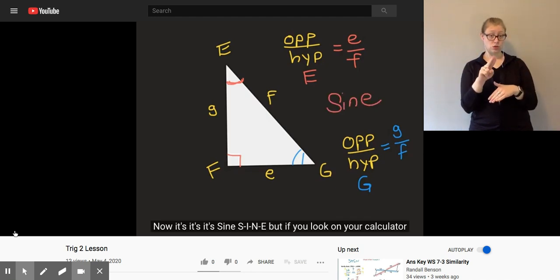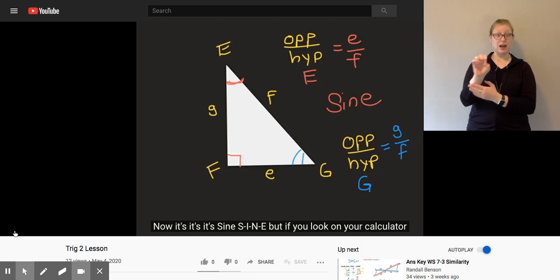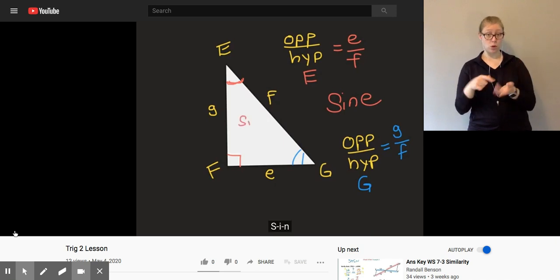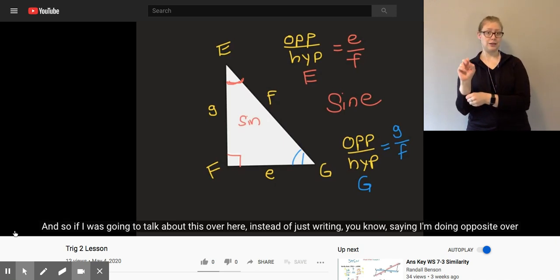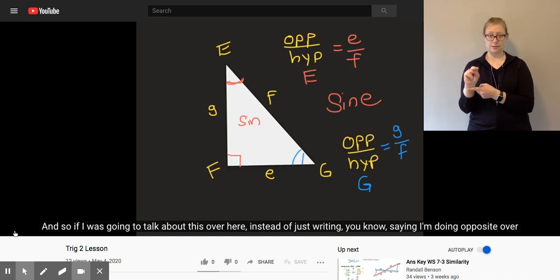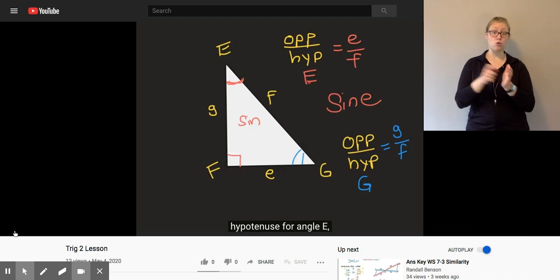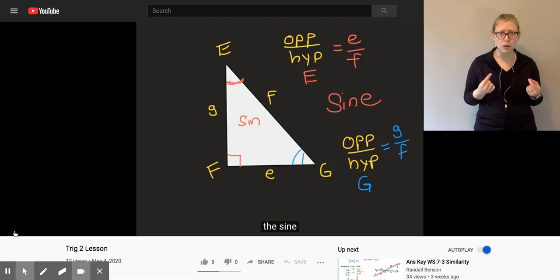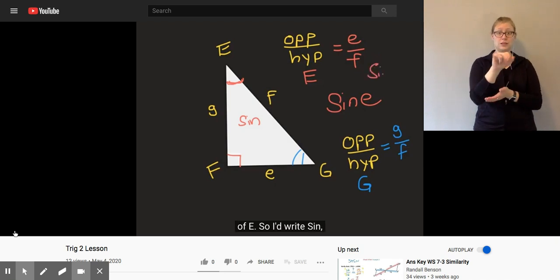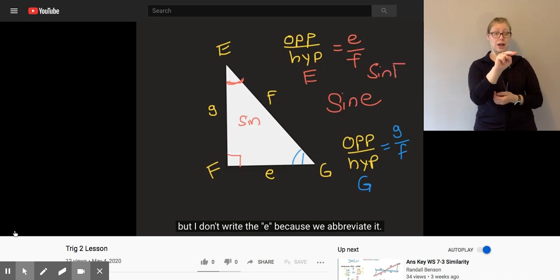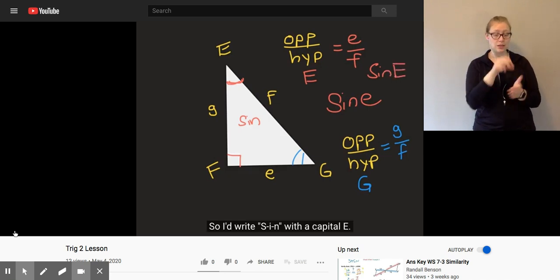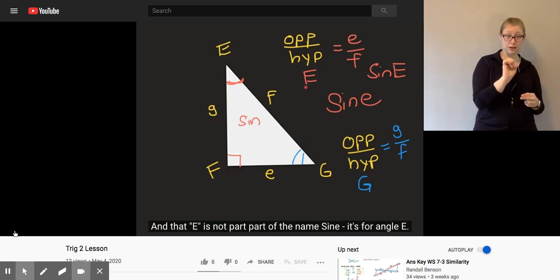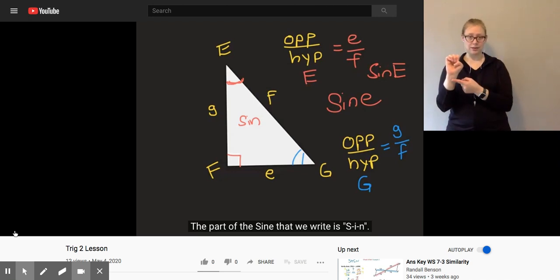Now it's sine, S-I-N-E, but if you look on your calculator and when we write it, it's S-I-N. And so if I was going to talk about this over here, instead of just saying I'm doing opposite over hypotenuse for angle E, what I would write as shorthand for math is the sine of E. So I'd write S-I-N with a capital E. And that E is not part of the name sine. It's for angle E. The part of the sine that we write is S-I-N.